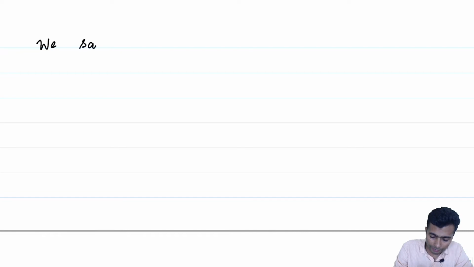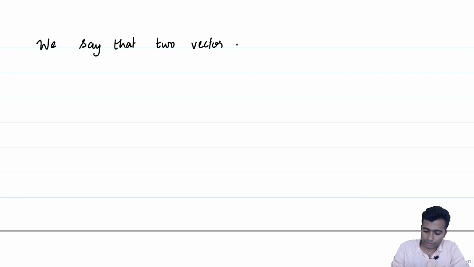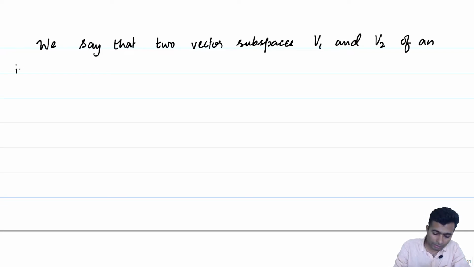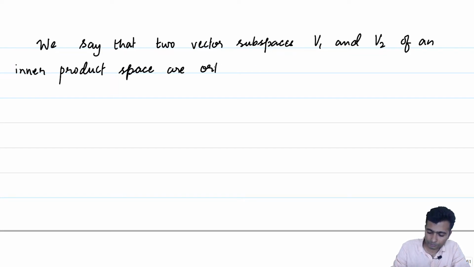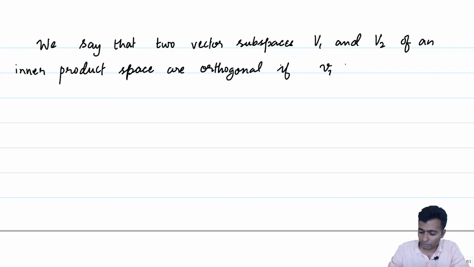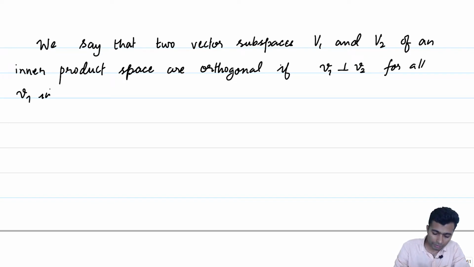We say that two vector subspaces V1 and V2 of an inner product space are orthogonal if V1 is orthogonal to V2 for all V1 in capital V1 and V2 in capital V2.